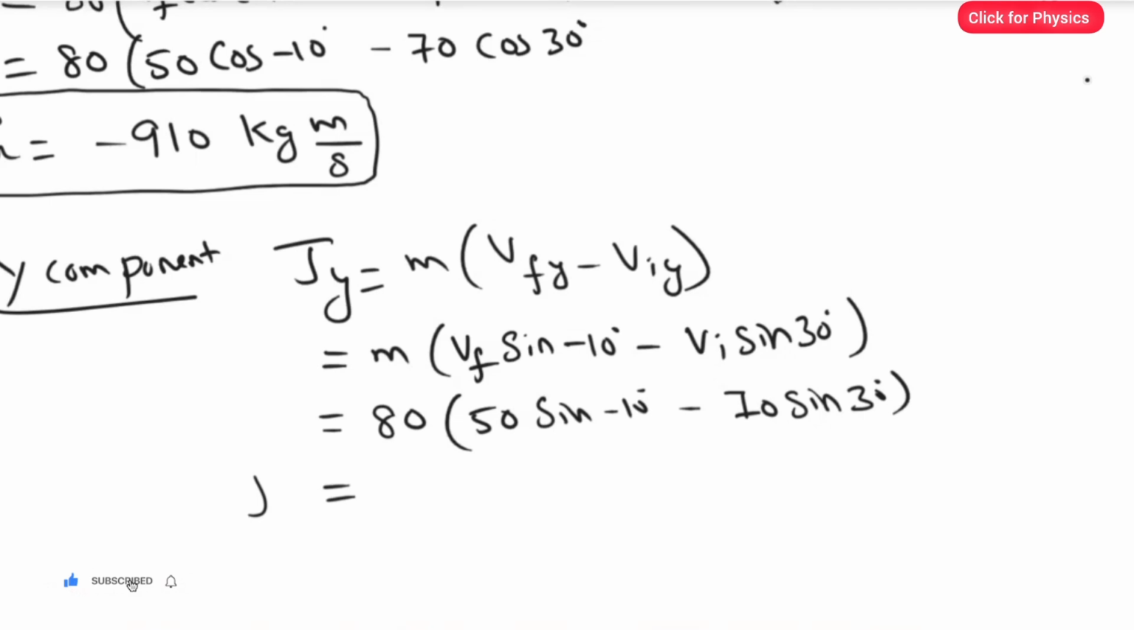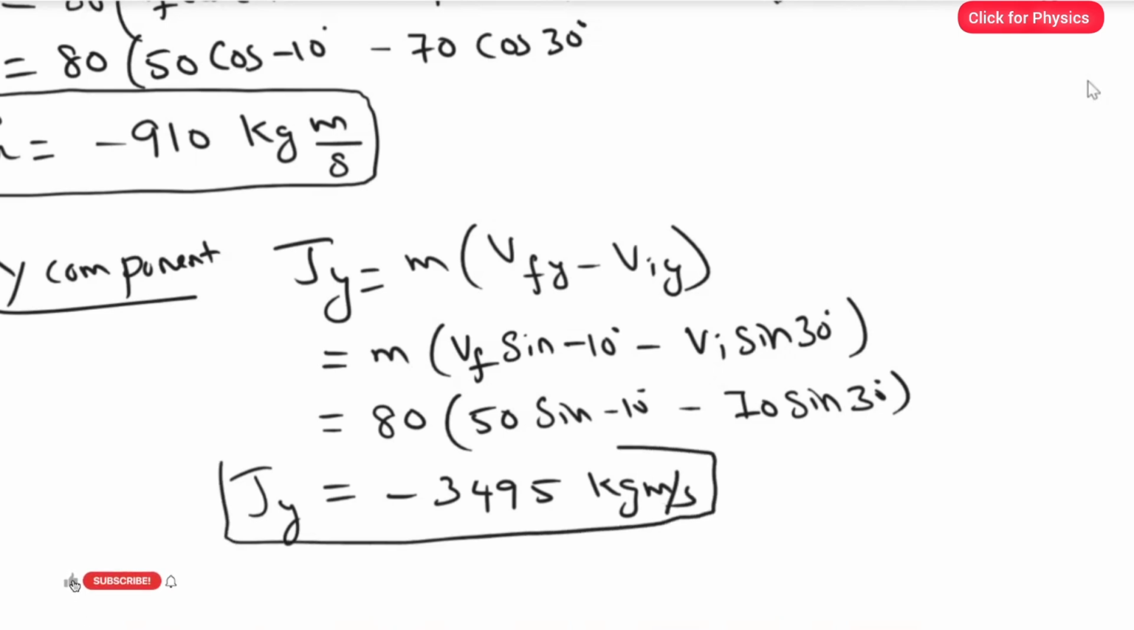Let's see what is the answer for your y component of impulse. So 80 multiplied with 50 sine of minus 10 degree minus 70 of sine of 30 degree. So here I got the answer as minus 3494.5. So I can write 3495 kilogram meter per second. So this is the answer for the y component.